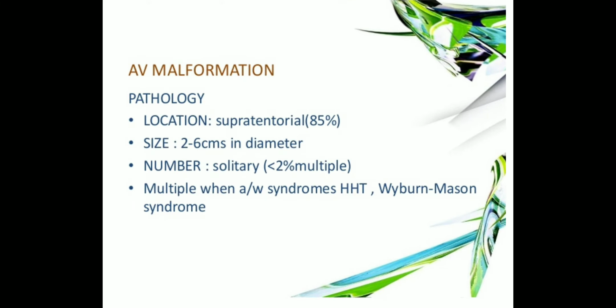What is this AV malformation? Usually this type of vascular lesion is located supratentorial, that is, above the tentorium cerebelli. Its size is about 2 to 6 centimeters. Usually it is single and can be associated with some syndromes.